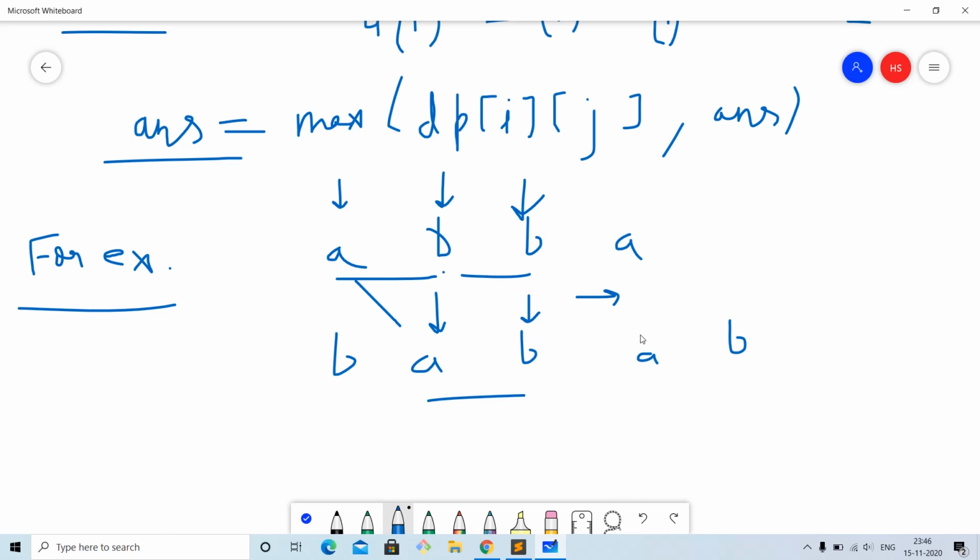So then if I move here, ABA, the longest common subsequence will still remain AB only, but the length will increase, so the value of the answer will decrease by 1. But at the same time, if I move one further, then ABB, now these two characters are matching. Now this character and this character are matching. It means the value of the answer will get increased.